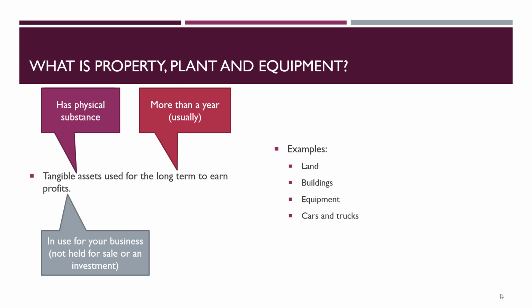So for example, if you're a land speculator and you buy land because you plan to sell it again, then that's not property, plant, and equipment. That land is what we call inventory. Same thing for different kinds of equipment. Let's say you have a computer. If you're using the computer in your business and people are working on the computers every day, then that computer would be property, plant, and equipment. If you buy a computer because you buy and sell computers, then that's not property, plant, and equipment. That would be considered inventory.